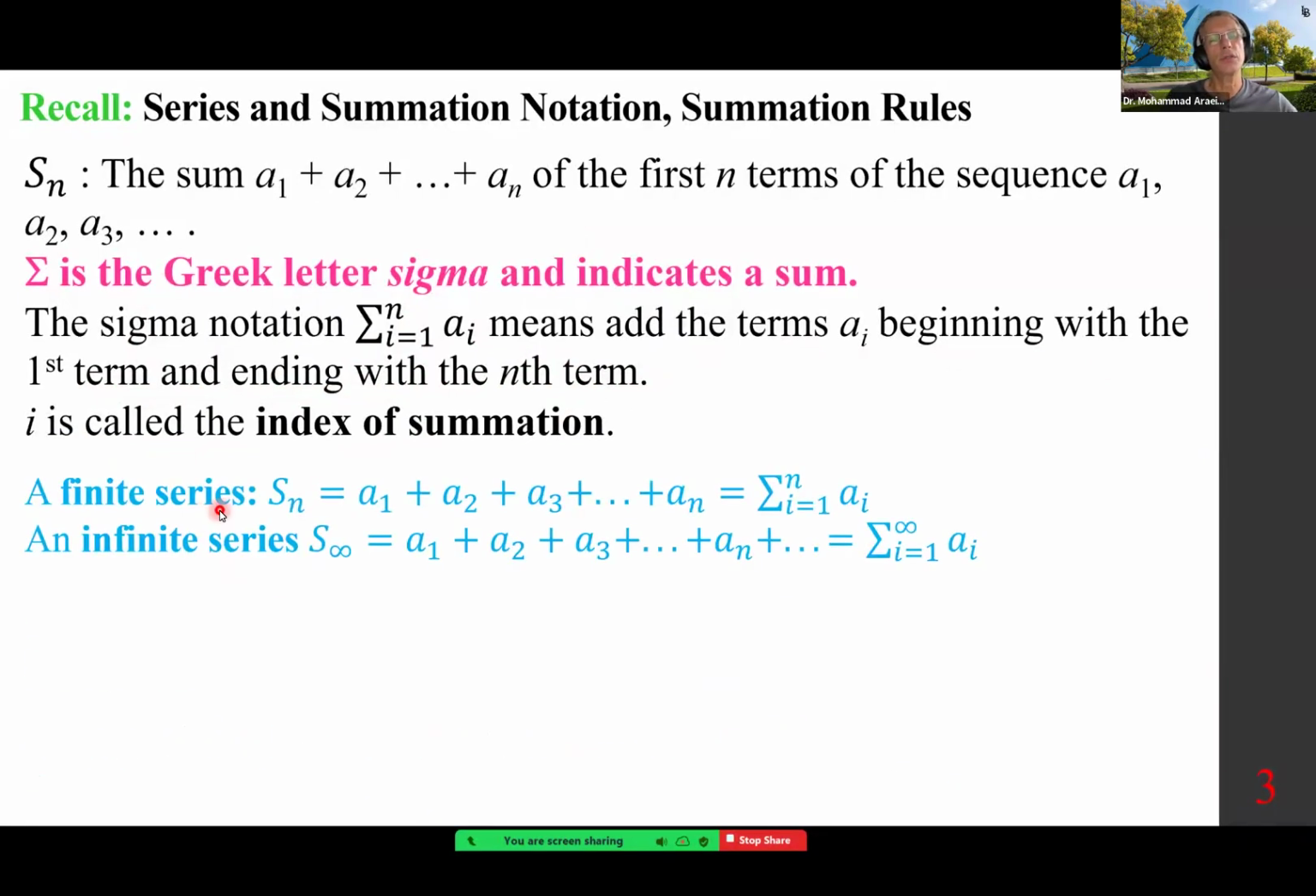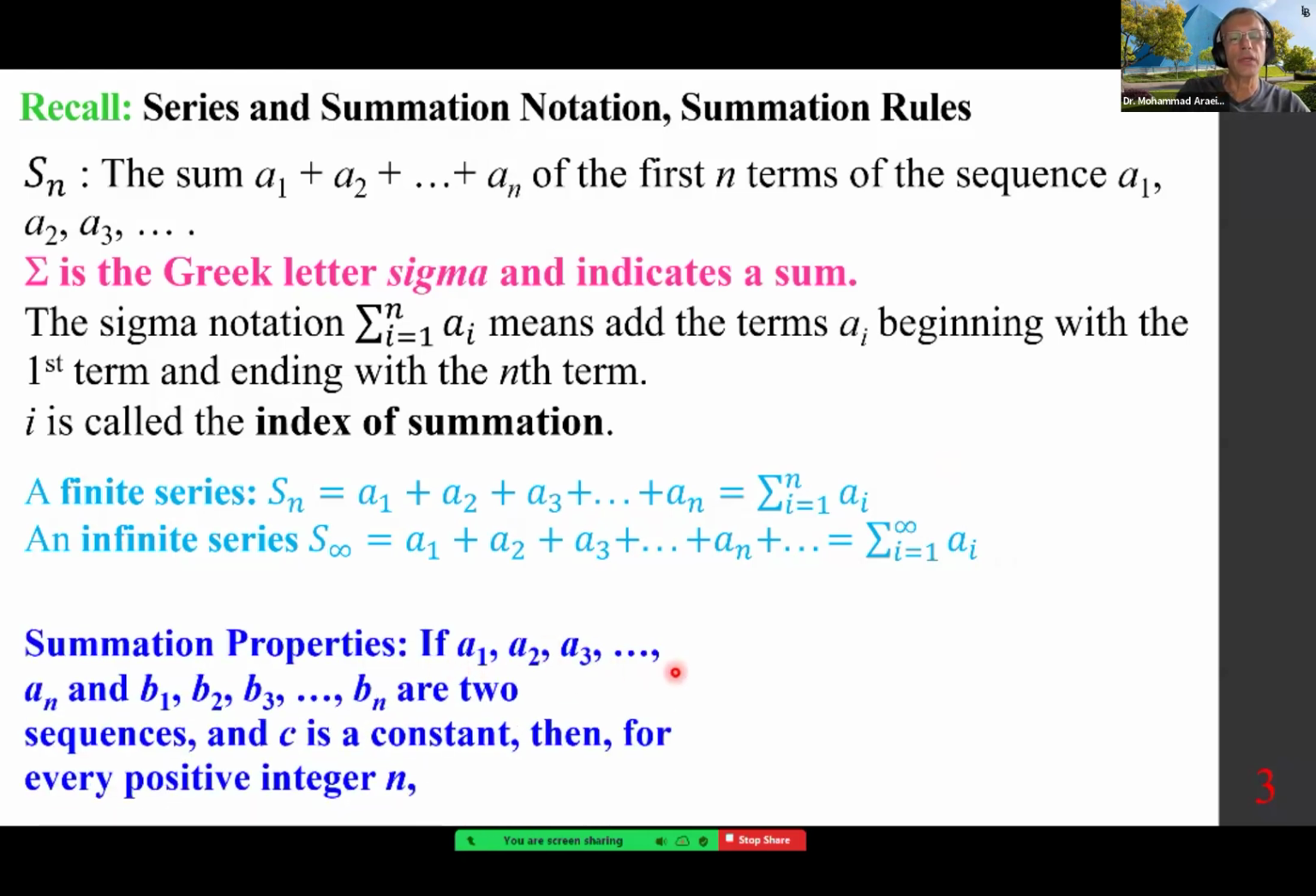A finite series S sub n goes from a sub 1 to a sub n, summation of a sub I going from 1 to n. S sub infinity, a sub 1 goes to a sub n, and n goes to infinity. So a sub I, summation of a sub I going from 1 to infinity.